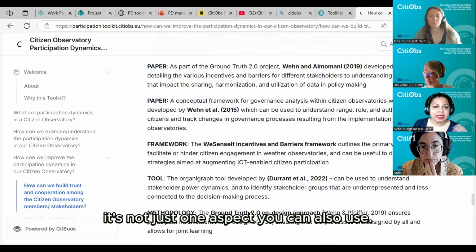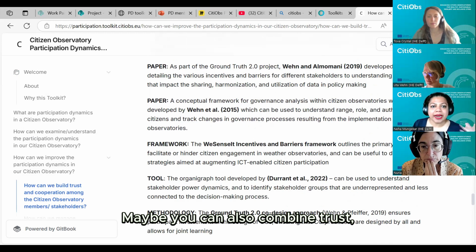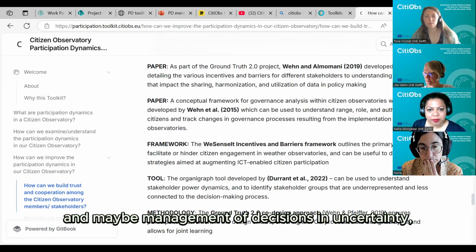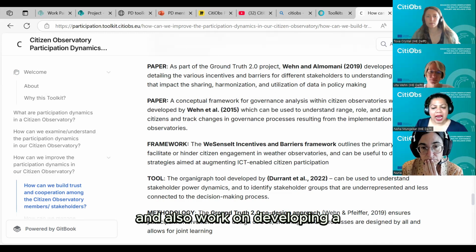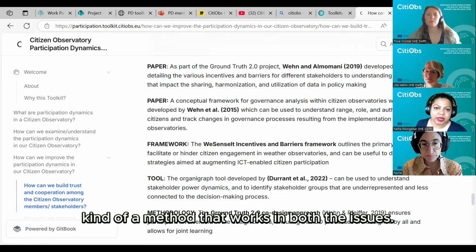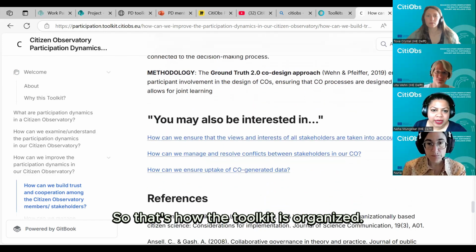You can also, maybe, combine trust and management of decisions in uncertainty, and also work on developing a kind of method that works in both the issues. So that's how the toolkit is organized.